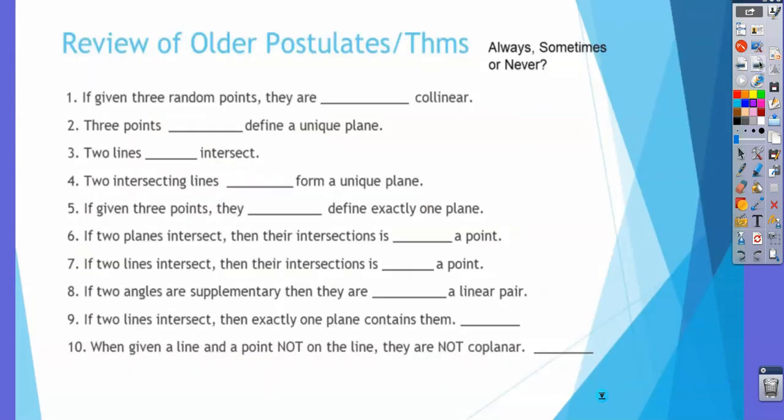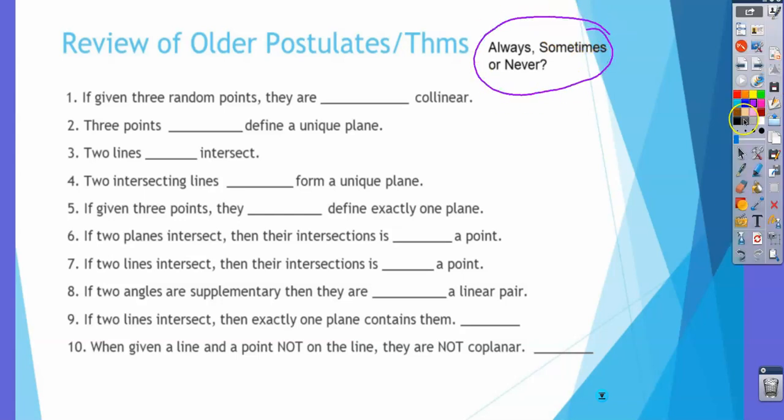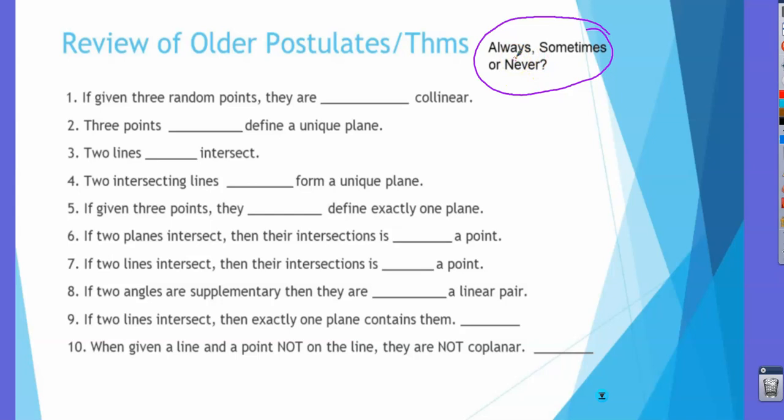Okay. So let's do some review of some of the older postulates with theorems, and we're going to do these as always, sometimes, or never. And this is a little different. So if it's always, that would mean that it's always going to be true. If you know that it can't happen, absolutely not, that's never.